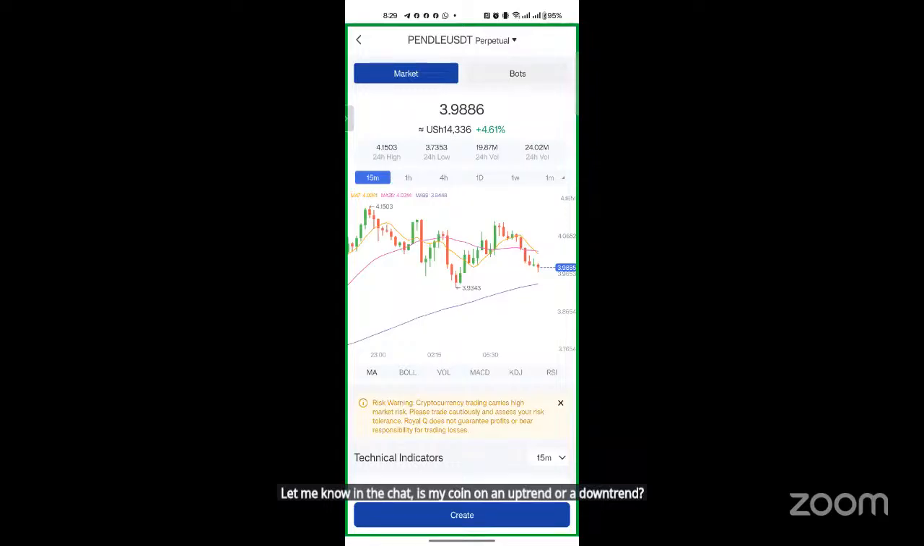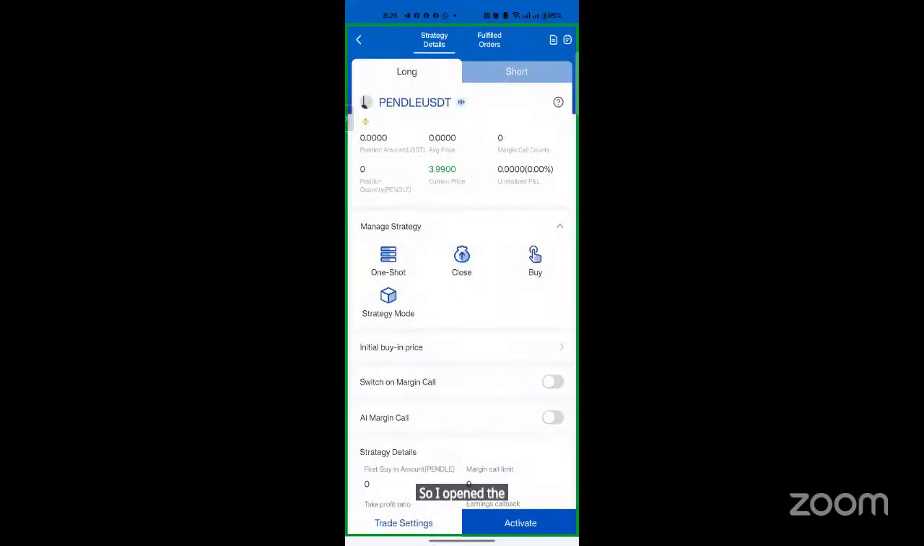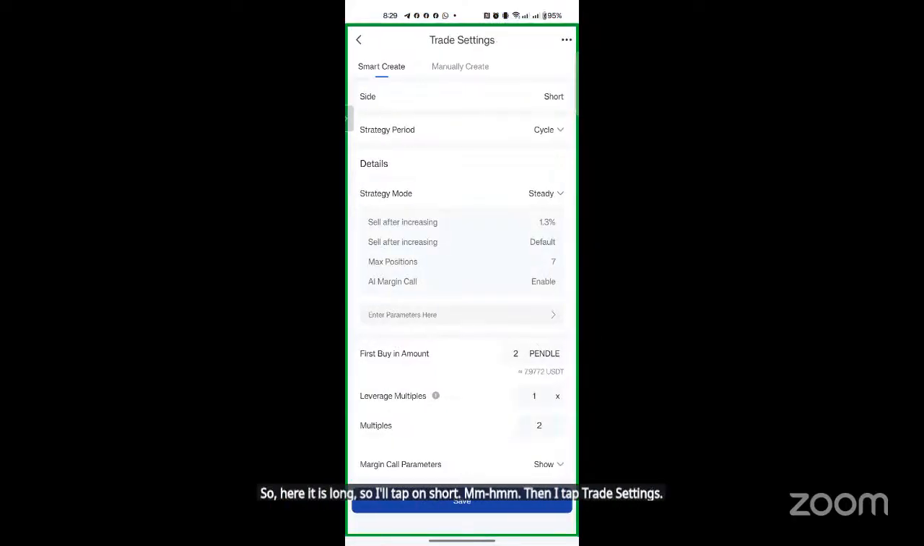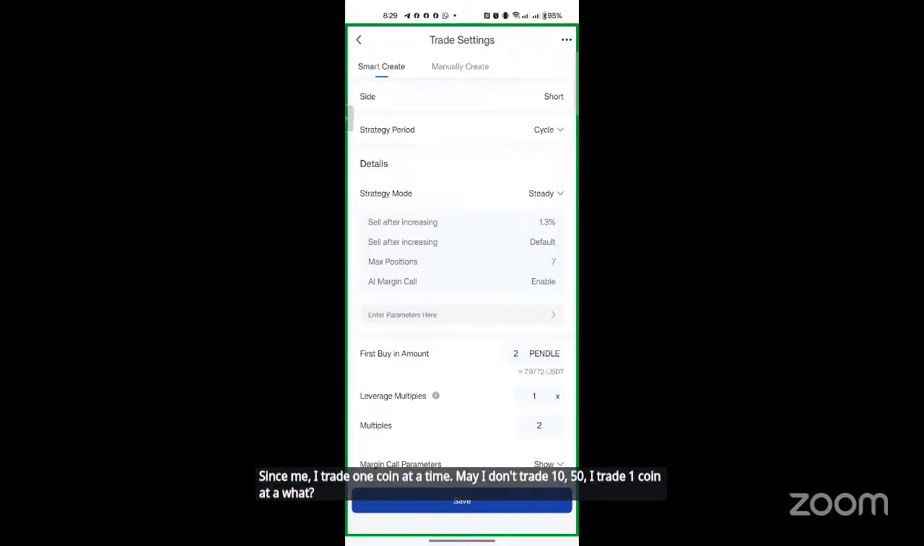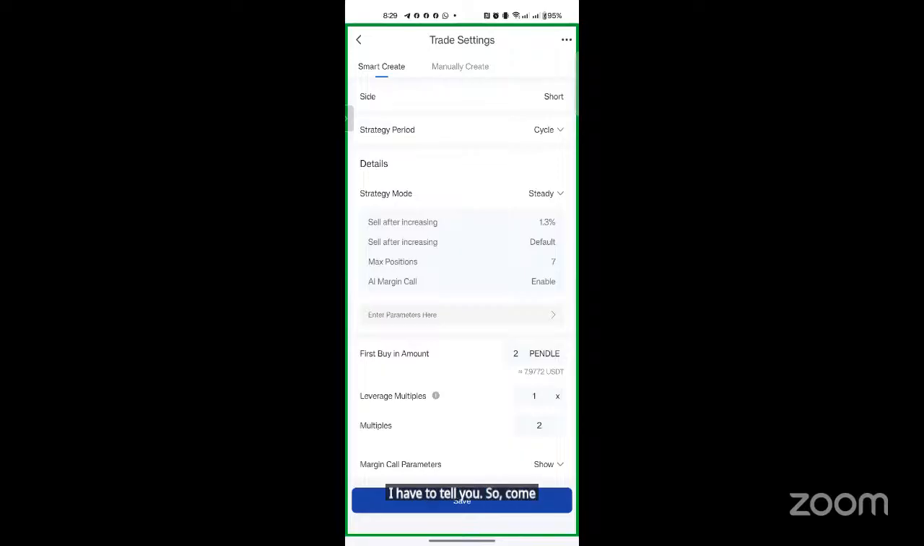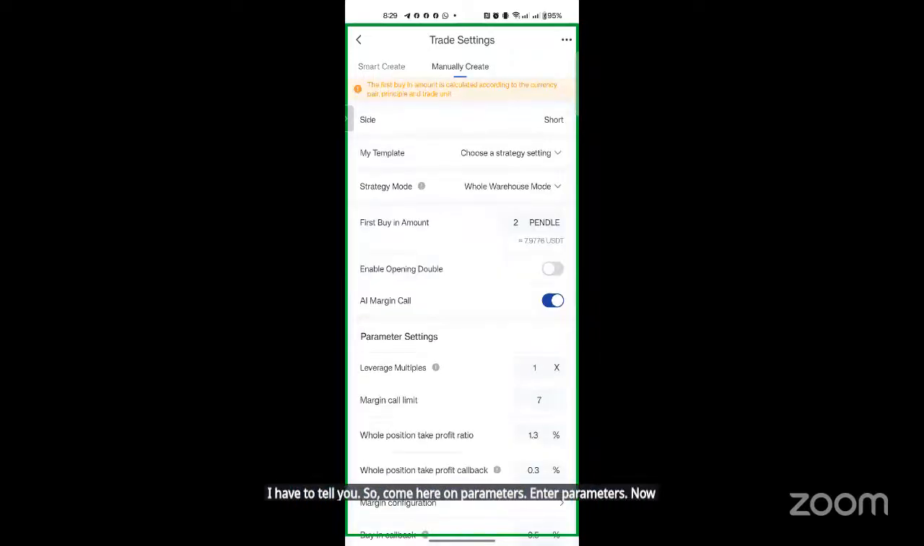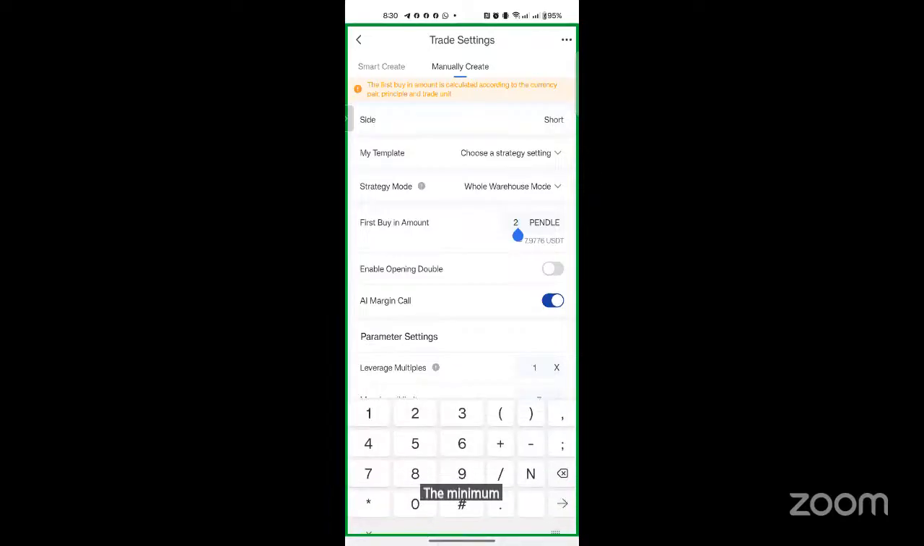Good. Do I long the coin or do I short the coin? Beautiful. I'll short the coin. So I open the coin. I must look very well. I tap on the short side. So here it is long, so I'll tap on short. Then I tap trade settings. Since I trade one coin at a time. I don't trade 10, 50. I trade one coin at a time. So I'll come here on parameters, enter parameters. Now, the minimum first buying amount is 2 pende.